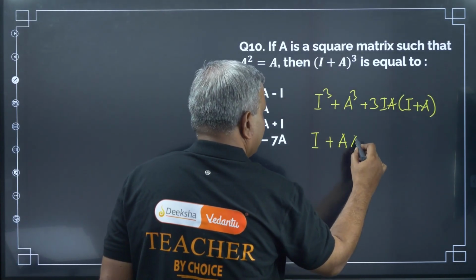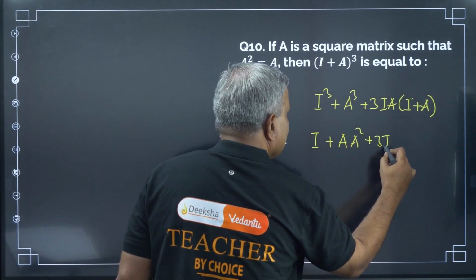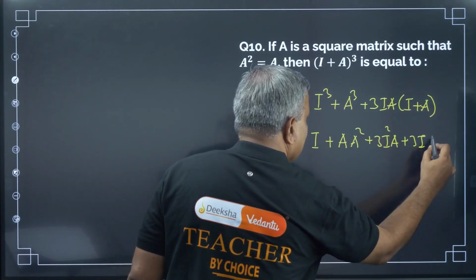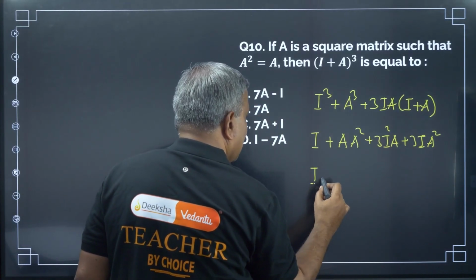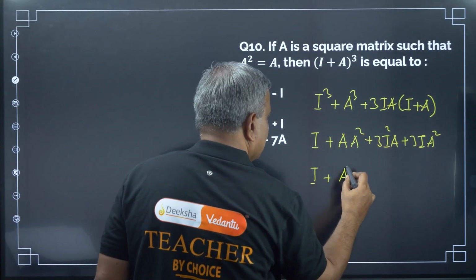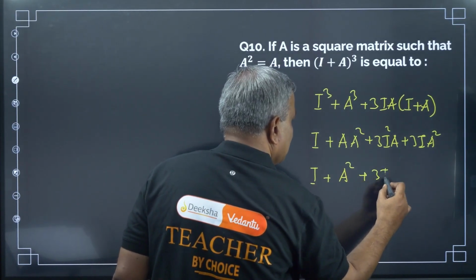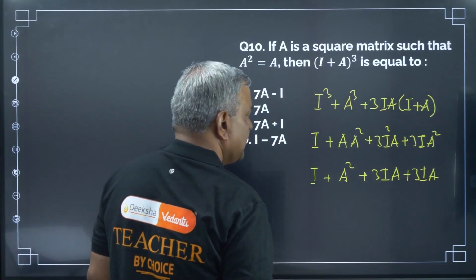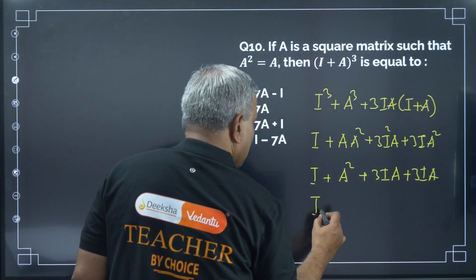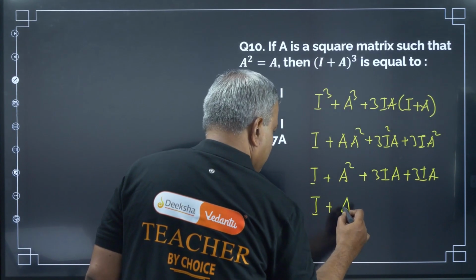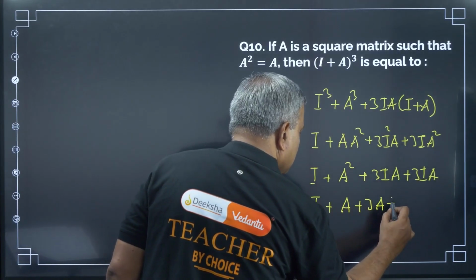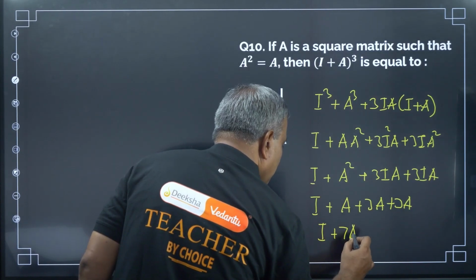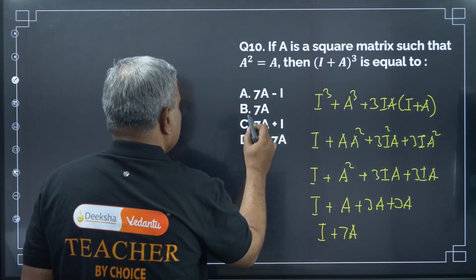A into a square plus 3ia, 3i square a plus 3i a square. This can be written as (I plus a) square is a, you get a square plus 3ia plus 3ia. Correct? So a square is again a, I plus a plus 3a plus 3a. This is a very simple problem. Okay, so question 7, option C is correct.